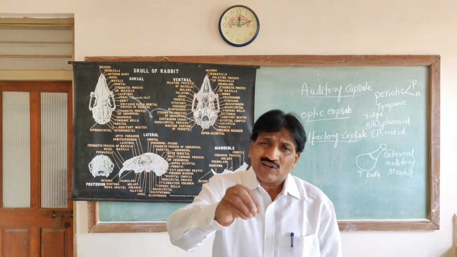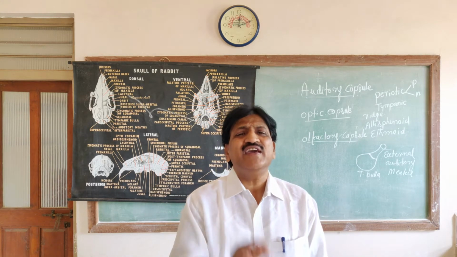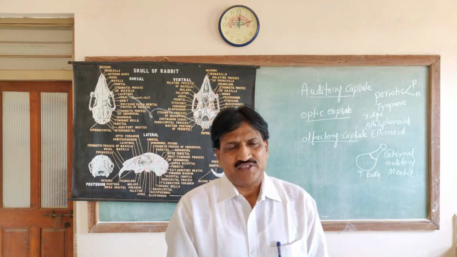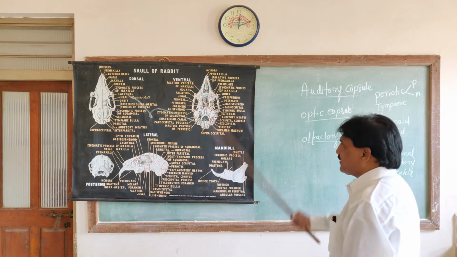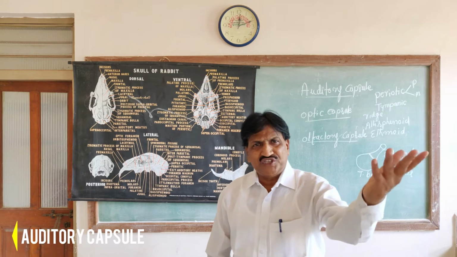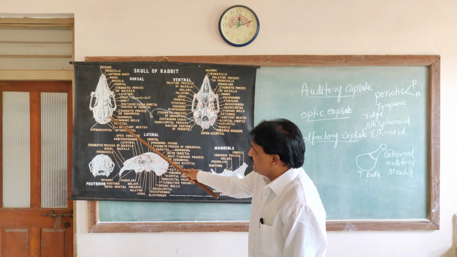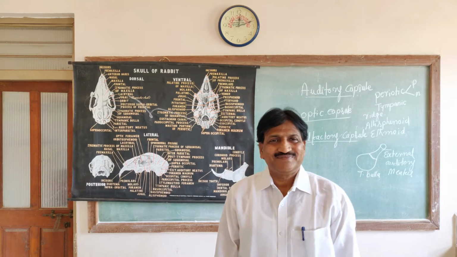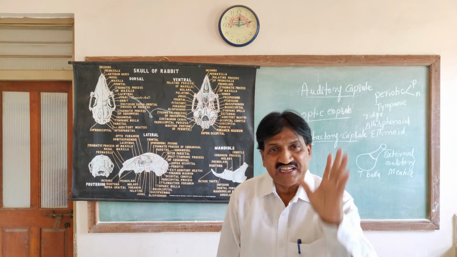My dear student, you have to write the position of each capsule. That is very important. Where are they present? The first one is the auditory capsule. What is the position? It is present at the junction of the parietal and occipital segments, between the parietal and occipital segments.